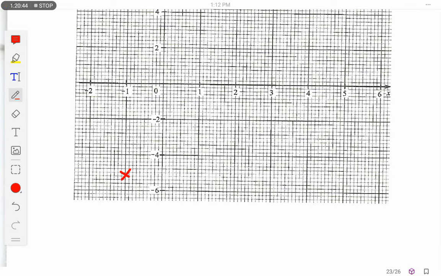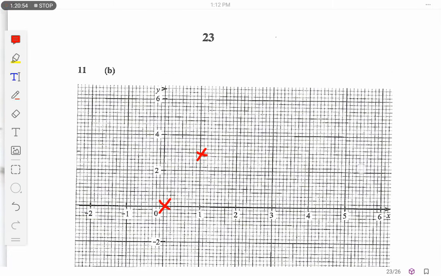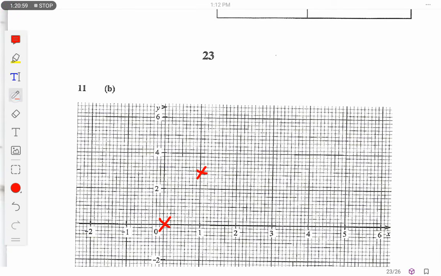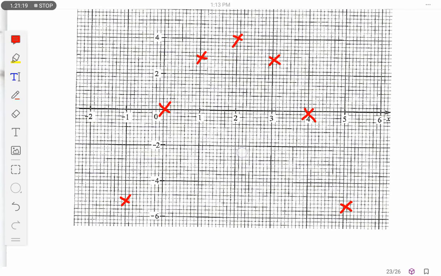Okay, then from there I've got (0, 0). So it's passing through this point. Then from there I've got (1, 3), somewhere there. Then I've got (2, 4), here. Then I've got (3, 3) there. And then I've got (4, 0). Then lastly, (5, -5), somewhere there. Then the curve there is going to be like this.